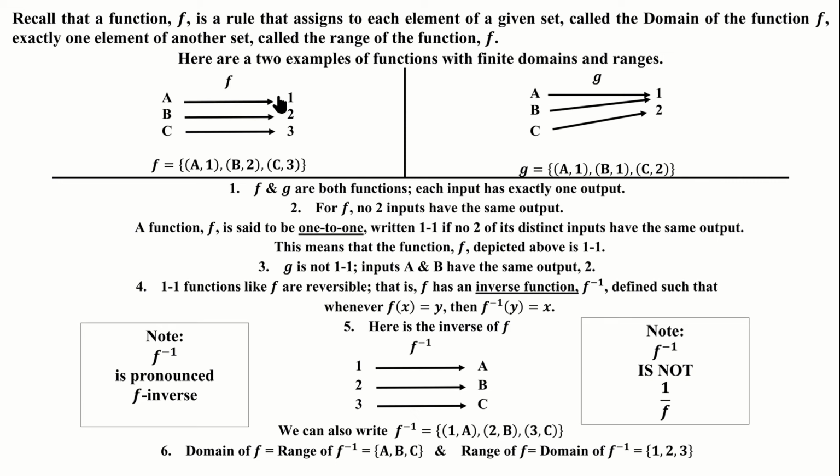In other words, if I ask you what input did 2 come from, it's easy to look at this diagram and say, oh, it came from B. But if I ask you the same question about the function g, you'll say, well, I'm not sure where the input 1, for instance, came from. It could have come from A or it could have come from B. So this makes g not easily reversible in the style of f. So functions like f, where no two inputs have the same output, are called one-to-one, and they're extremely important because of their reversibility.